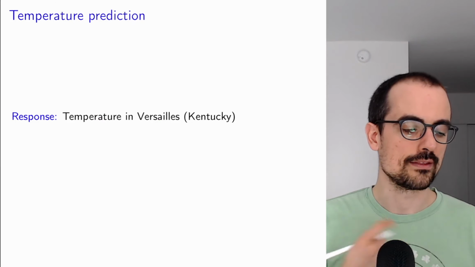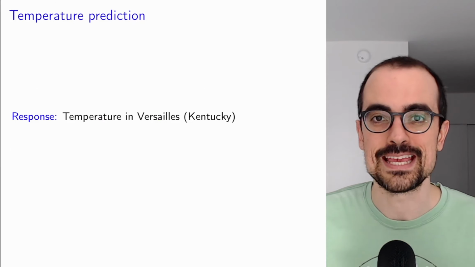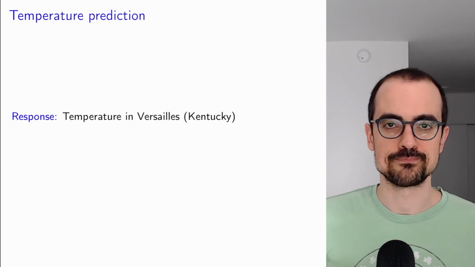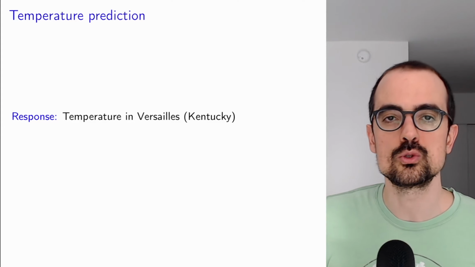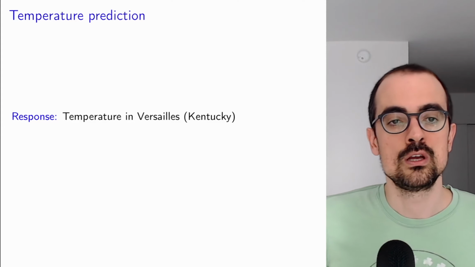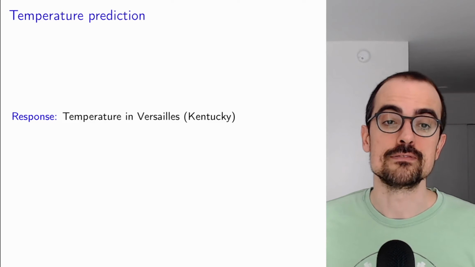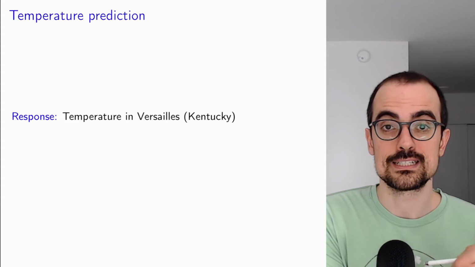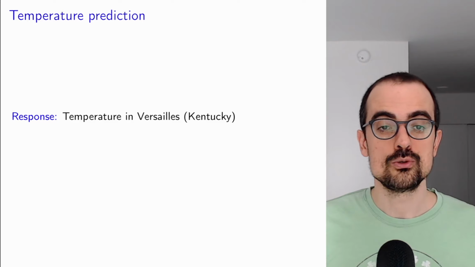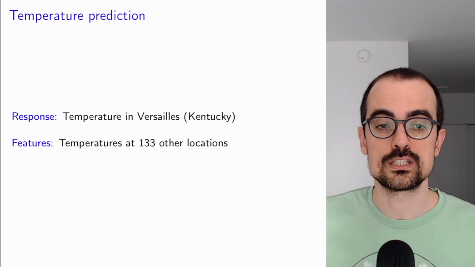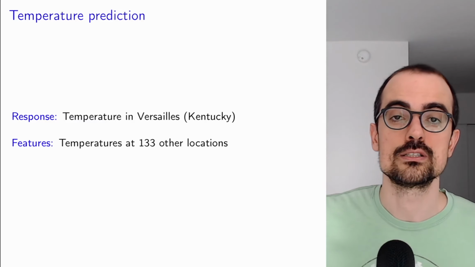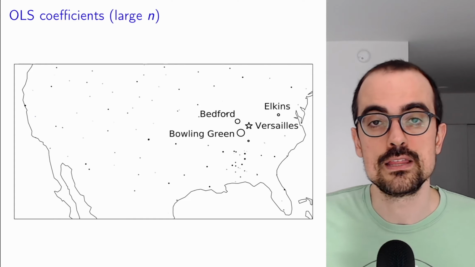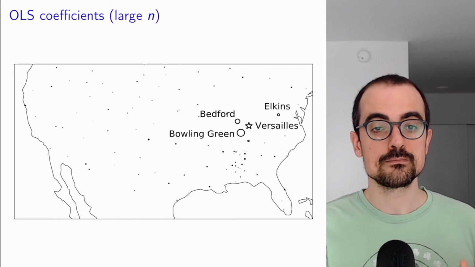So now we're going to study the behavior of the training error for the ordinary least squares estimator. In order to do that, we're going to look at a real data set which contains temperatures from 2015. Our goal is to estimate the response at Versailles, Kentucky, using 133 features, which are temperatures at other locations in the United States. We already talked about this example in our video on coefficient error.